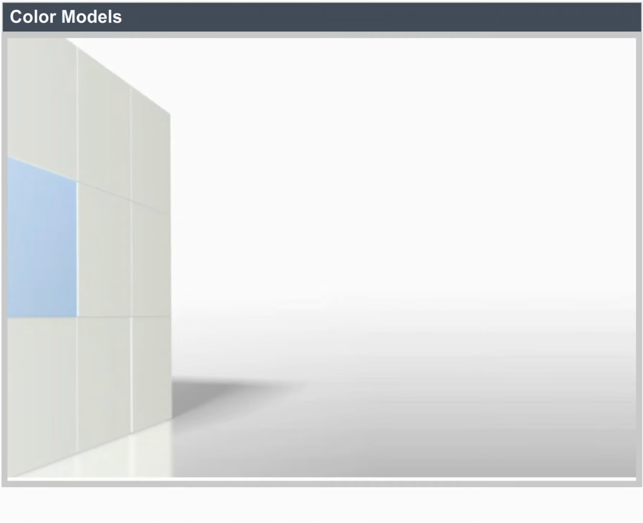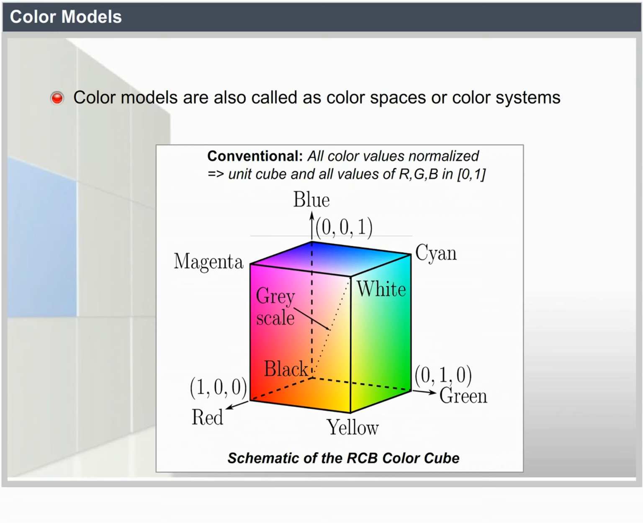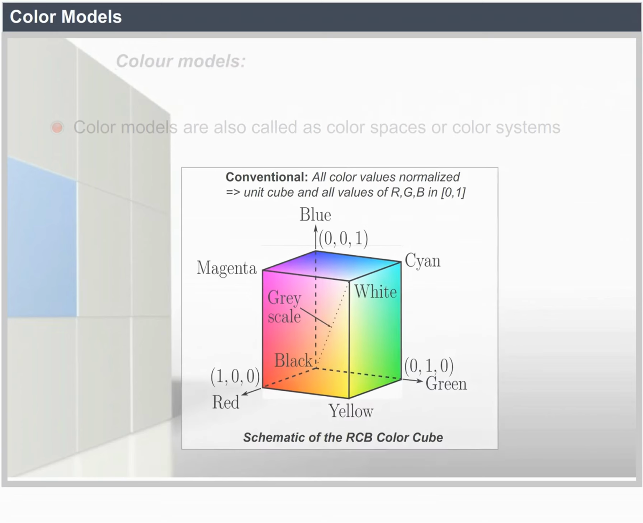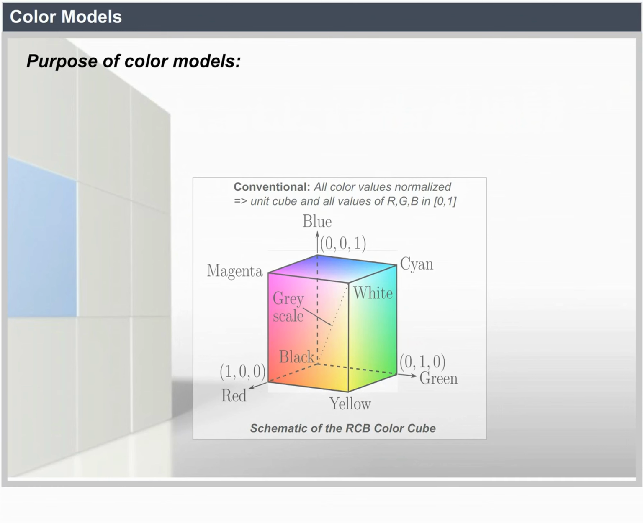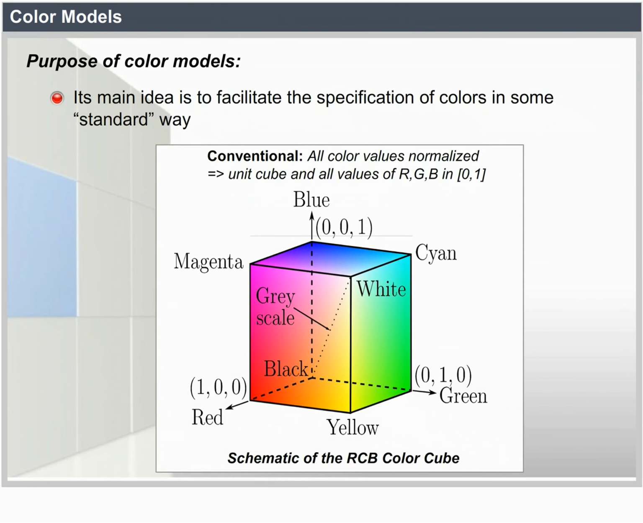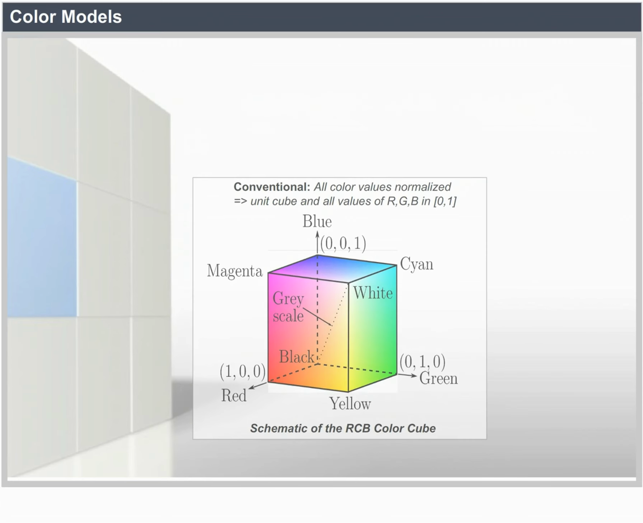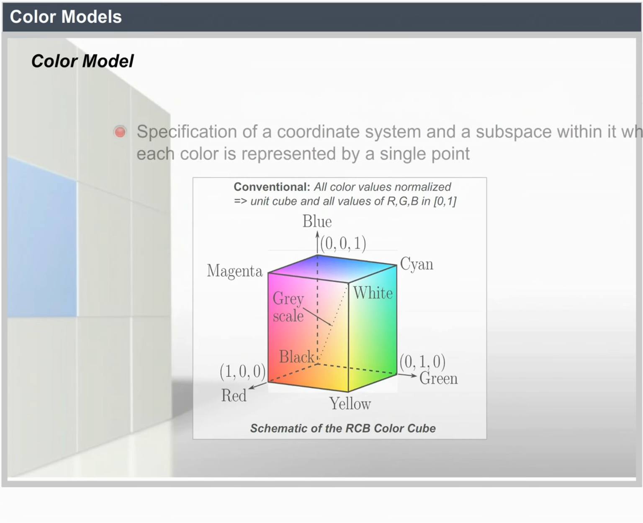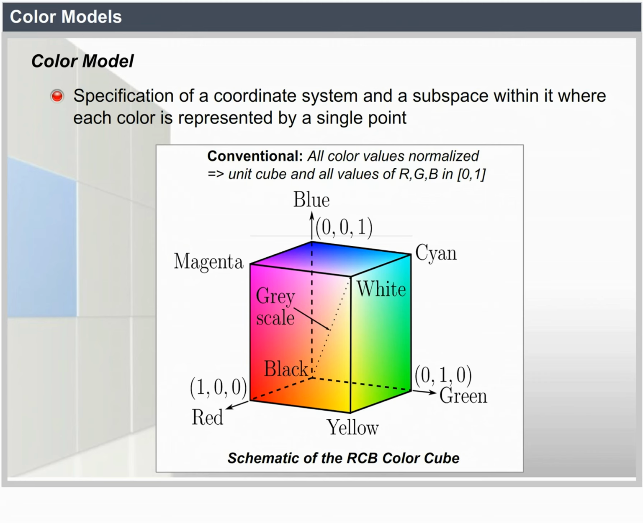Color models. Color models are also called color spaces or color systems. Purpose of color models: to facilitate the specification of colors in some standard way. A color model is a specification of a coordinate system and a subspace within it where each color is represented by a single point.